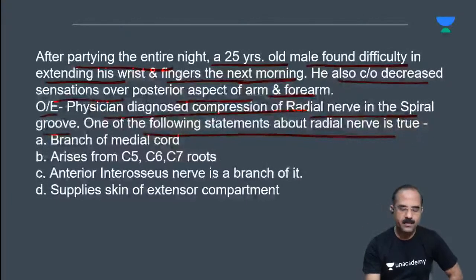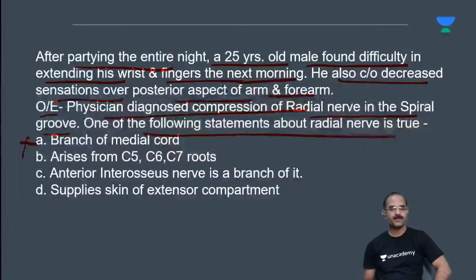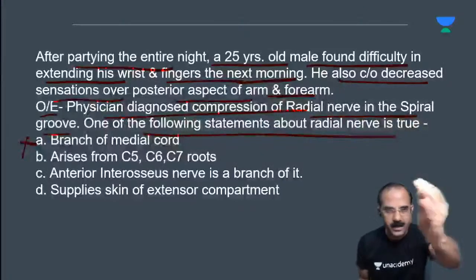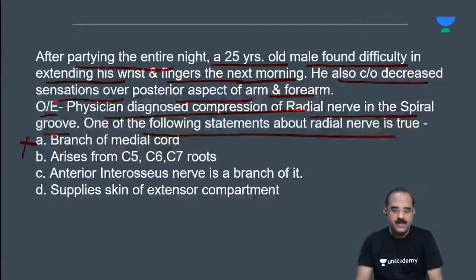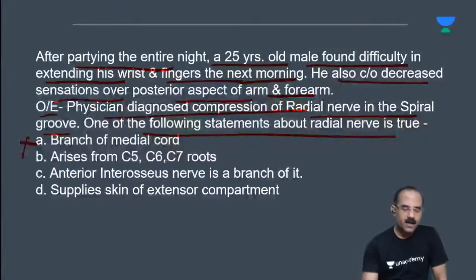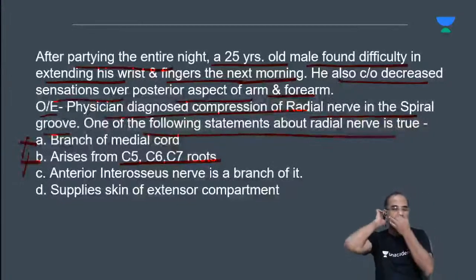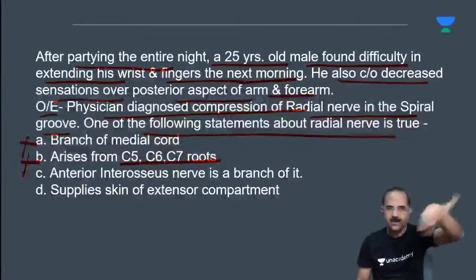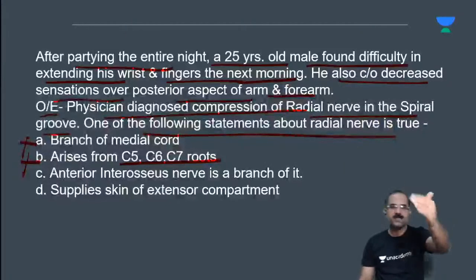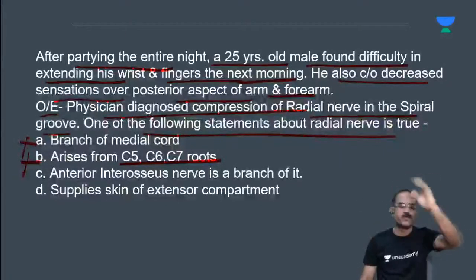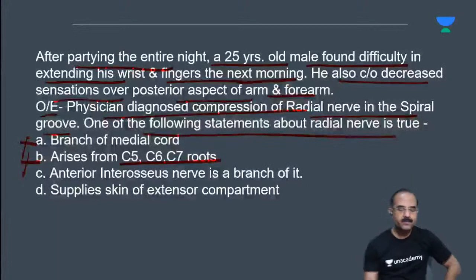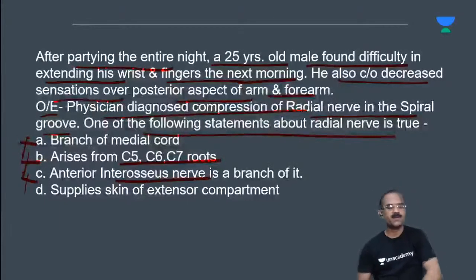Tell me, radial nerve is a branch of which cord? Posterior cord. Radial nerve is a branch of the posterior cord. Arises from C5, C6, C7 roots. Wrong. What is the root value of the radial nerve? It has all the roots, C5 to T1. Anterior interosseous nerve is a branch of it. What do you say? That's wrong.